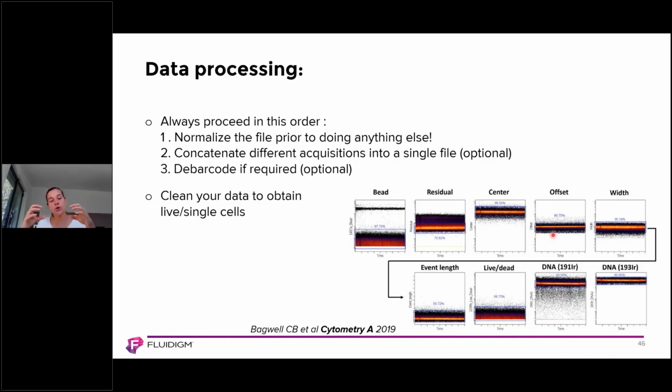So if you have two ion clouds that fuse, you will have an impact on the Gaussian distribution of your ion clouds. So just use that to eliminate doublets. And then you will look at the live/dead and DNA to exclude the remaining doublets.